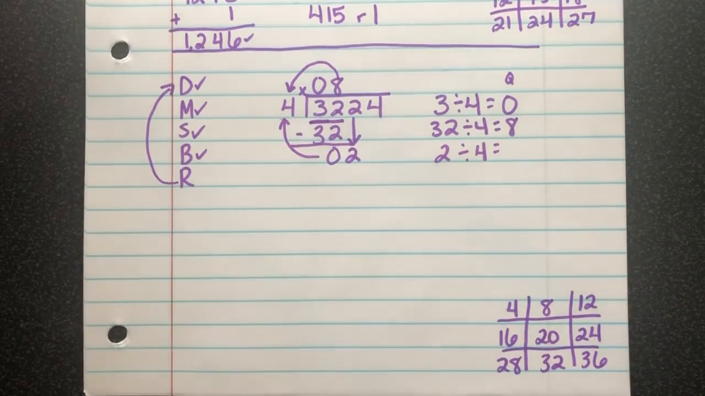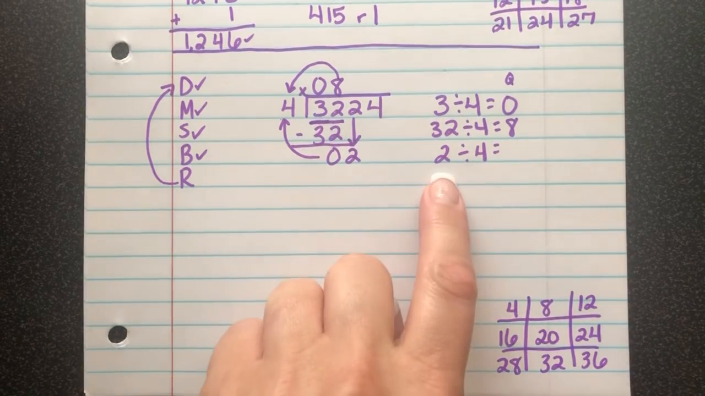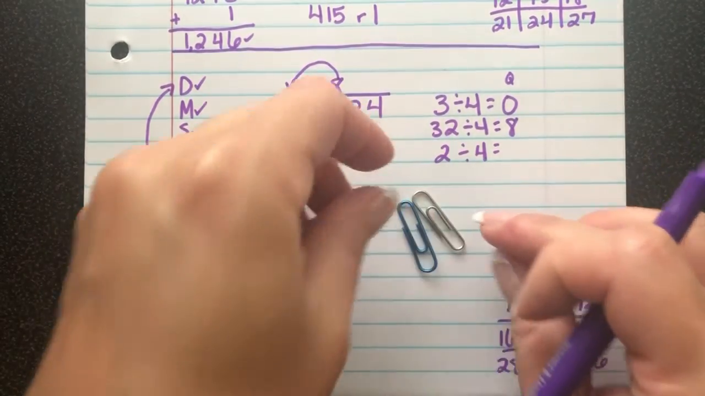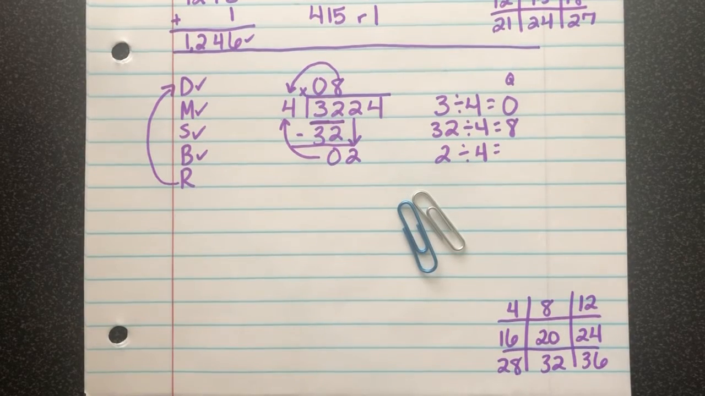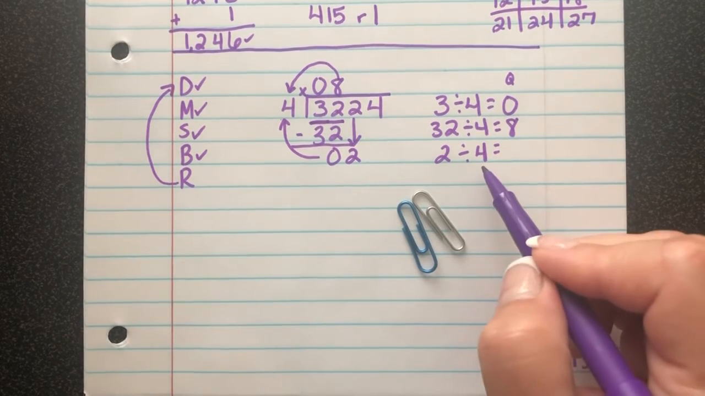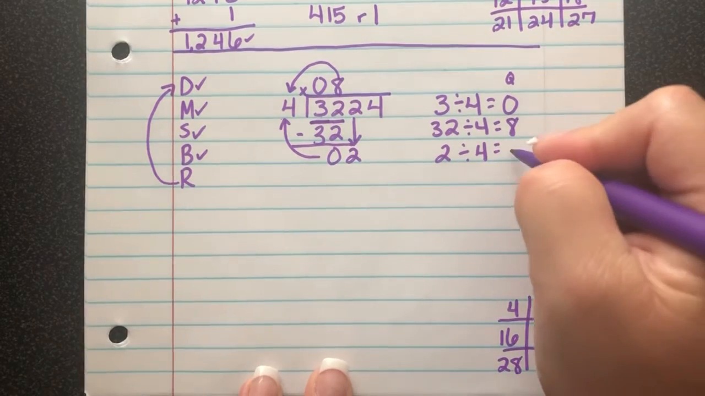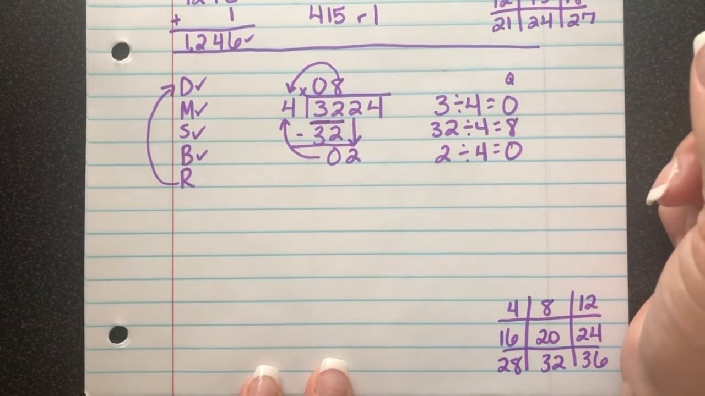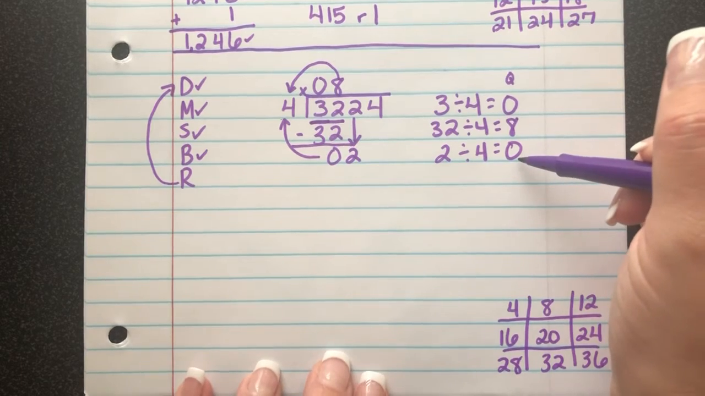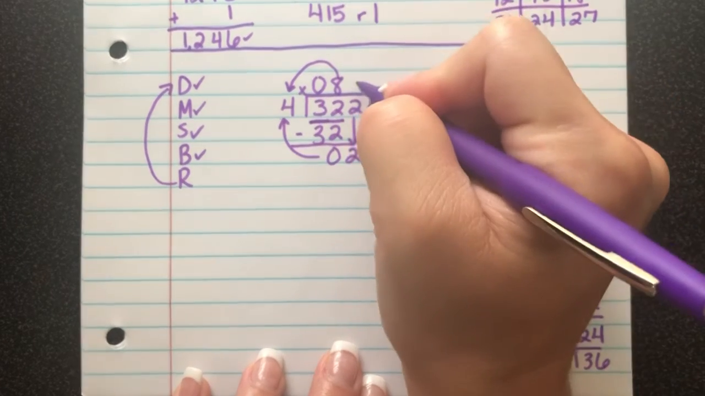Uh-oh. I noticed my dividend is smaller than my divisor. I have 2 total paper clips. I can't take 4 out of it. That means I can take 0 groups. Okay? Got to get that 0. That 0 is a quotient, so it's going to go up here.